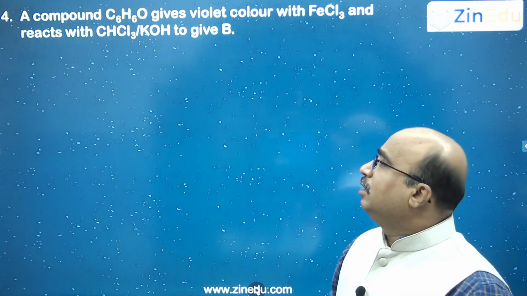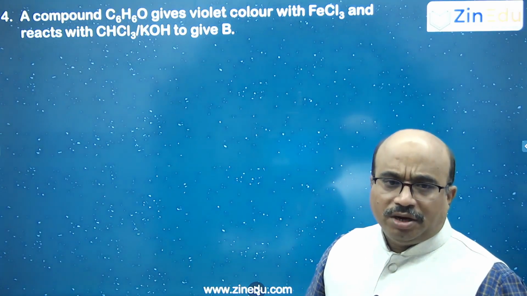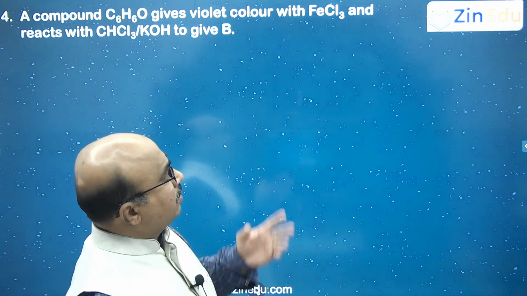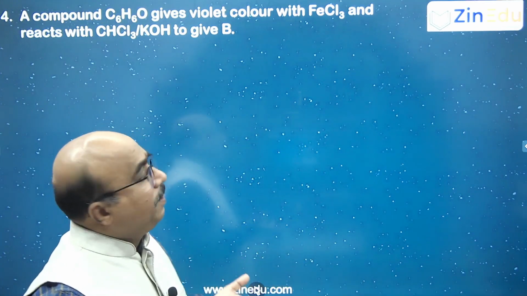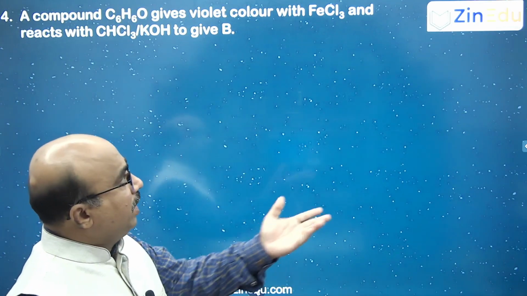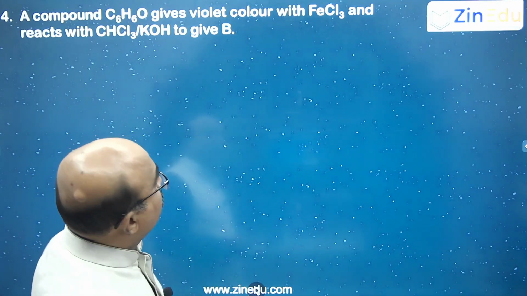Compound C6H6O gives violet color with FeCl3, and reacts with chloroform in base medium to form B. Maybe the options are there, but students could not give the proper options here. Might be, what are compound A and compound B that are asked? We know that violet color with FeCl3 is the test of phenol mainly. And with chloroform, you'll get a Reimer-Tiemann reaction.